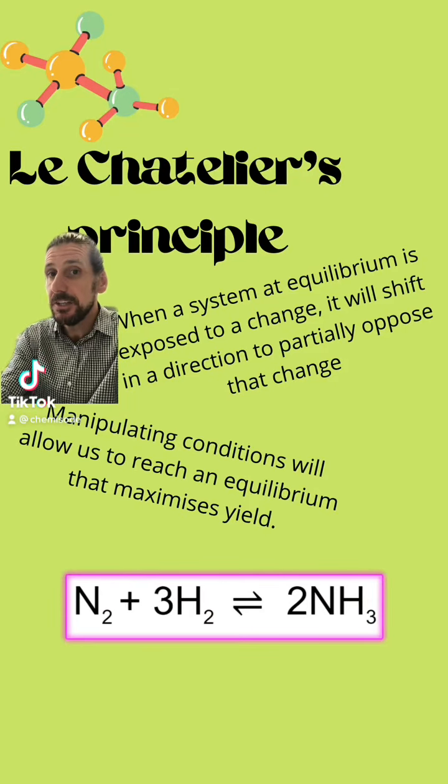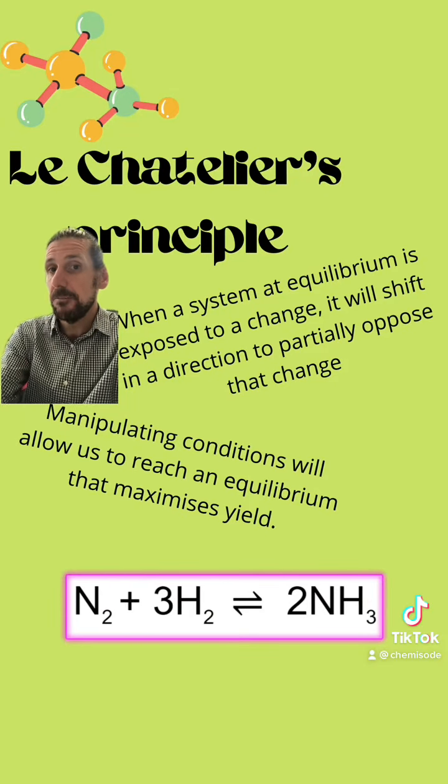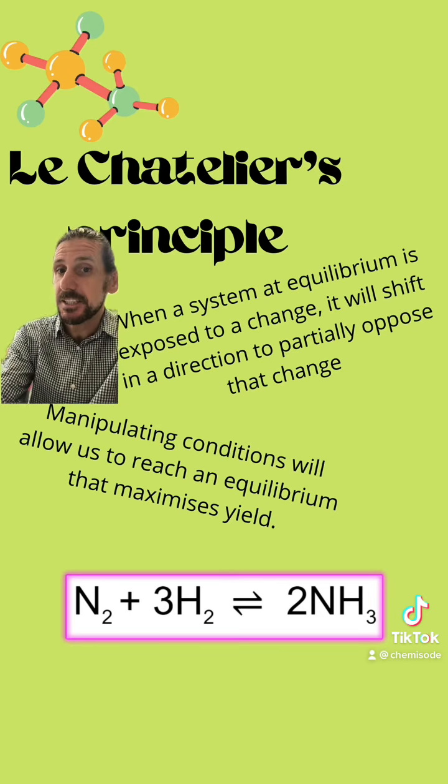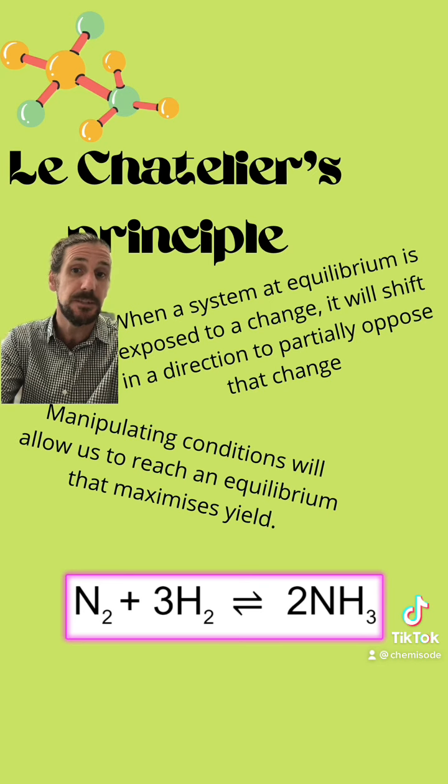Here is another little video about Le Chatelier's principle. And a reminder, Le Chatelier's principle states that when a system at equilibrium is exposed to a change, it will shift in a direction that partially opposes that change. We do this to try and maximize the yield from a chemical system.